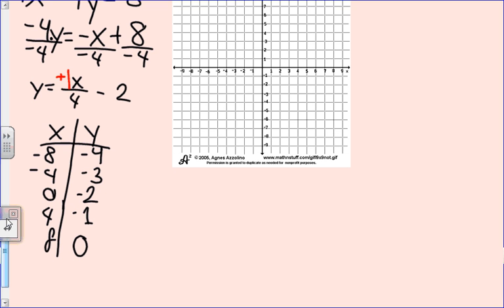We have negative 8 and 4. We have negative 4 and negative 3. 0, negative 2. 1, 2, 1.